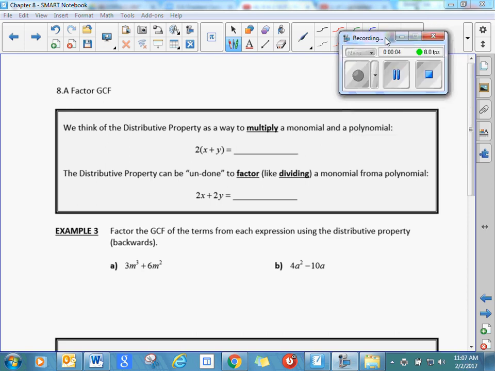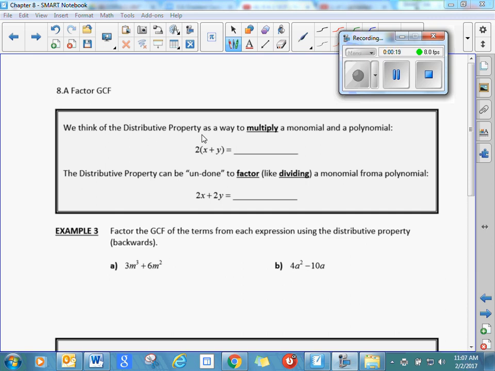Okay, we're on the next page, continuing on with factoring. I believe this is 129. So like I said in the other video, really we're going to kind of go backwards. We're going to do reverse distribution.